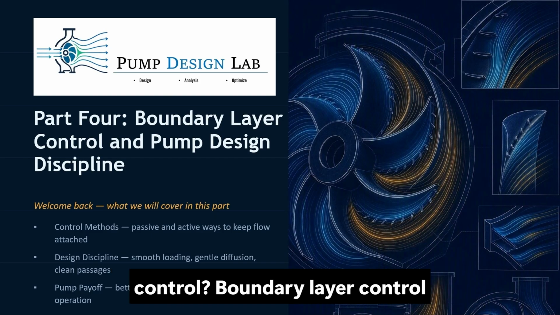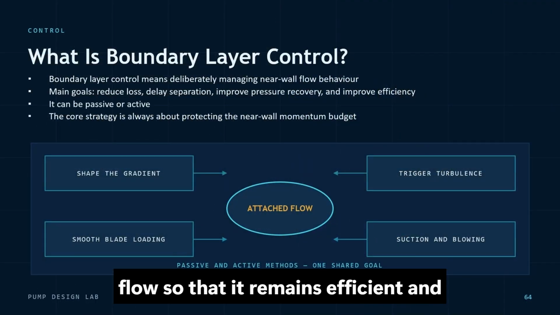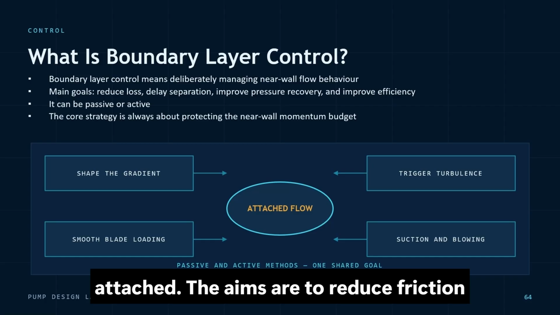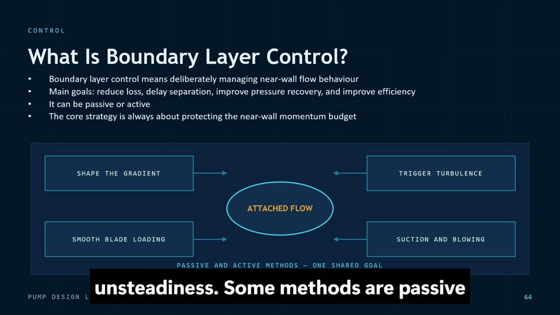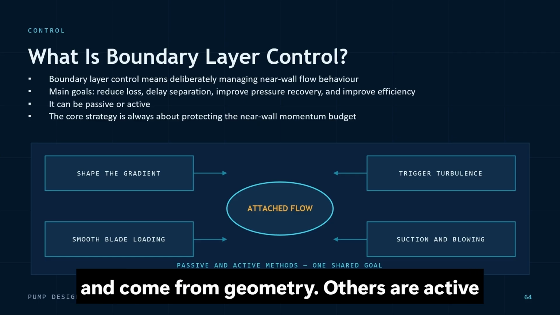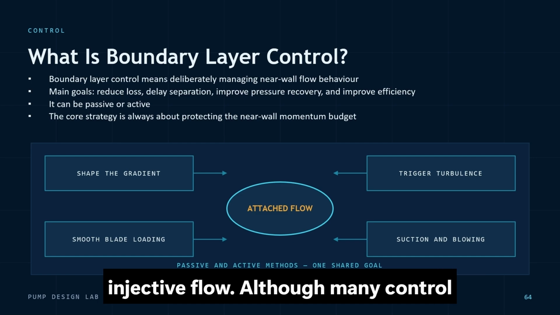What is boundary layer control? Boundary layer control means deliberately managing the near wall flow so that it remains efficient and attached. The aims are to reduce friction losses, delay separation, improve pressure recovery, and reduce unsteadiness. Some methods are passive and come from geometry. Others are active and use added energy, suction, or injective flow.